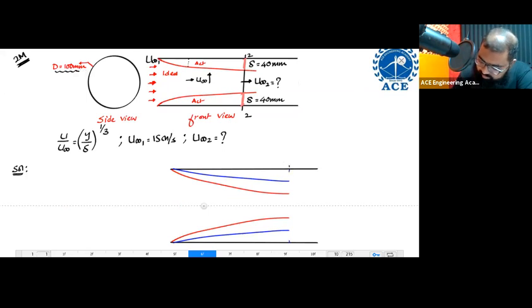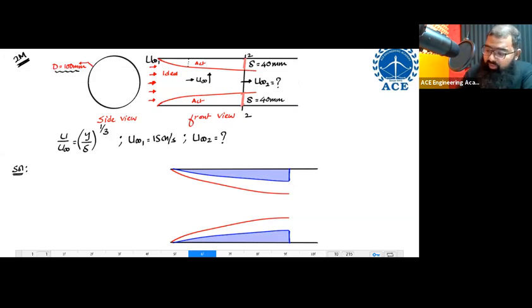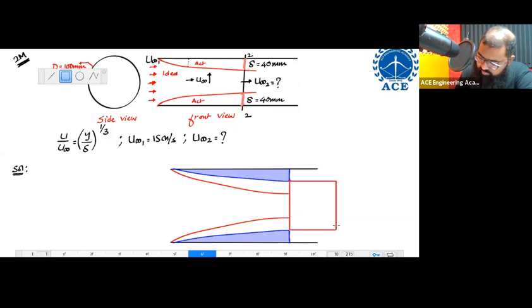So let us say in this portion there is no flow taking place. Rest of the portion will have what kind of velocity profile? It should have a uniform velocity profile. Since it is section 2, the velocity over here is u infinity 2.